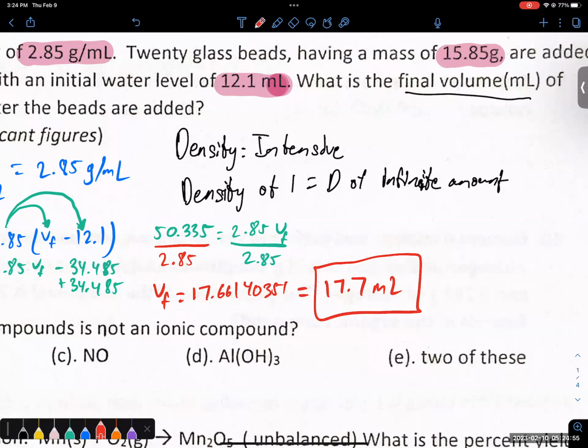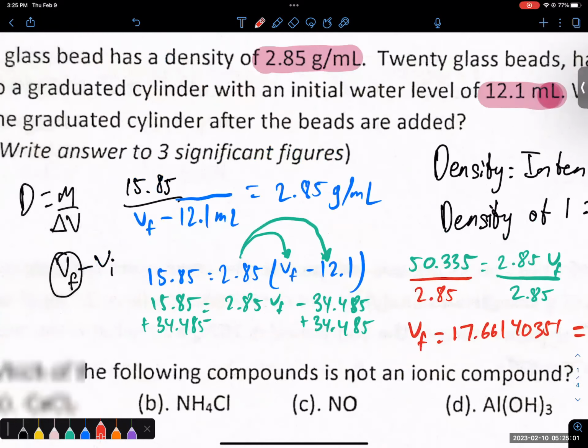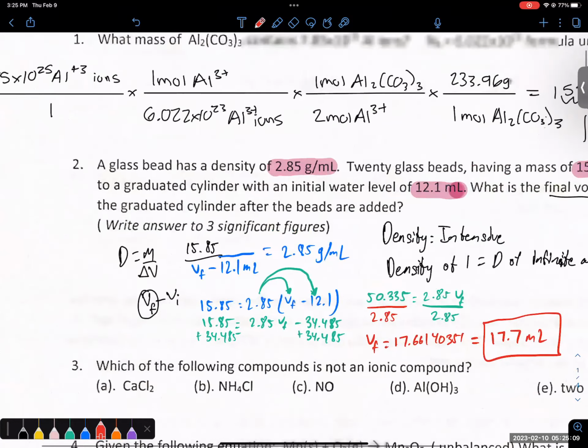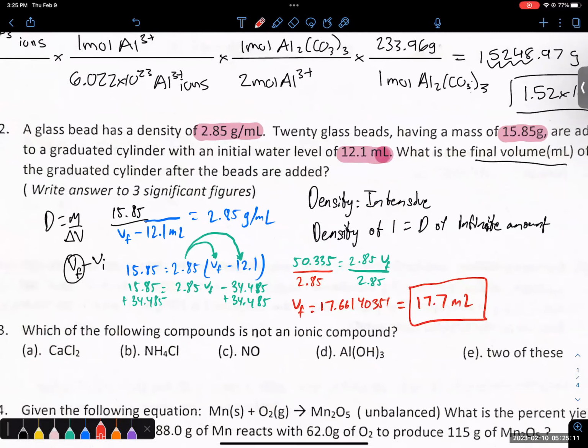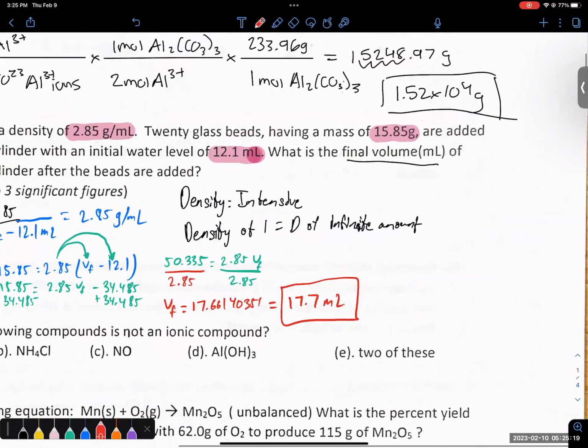All right. So F stands for the final, and I stands for initial. Can you show the whole problem so I can take a picture, please? There you go. And if that seemed a little complicated, there's another way you could have done it. I think it's a little bit simpler.